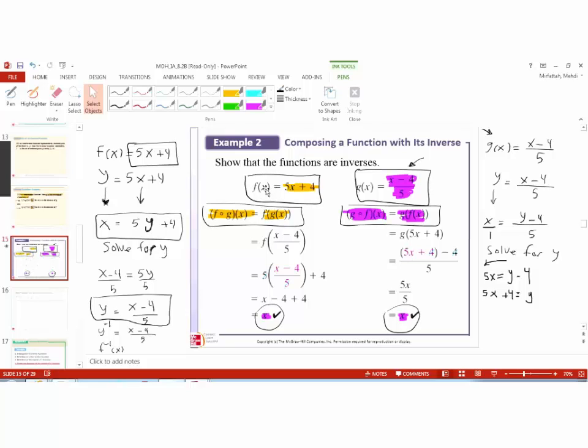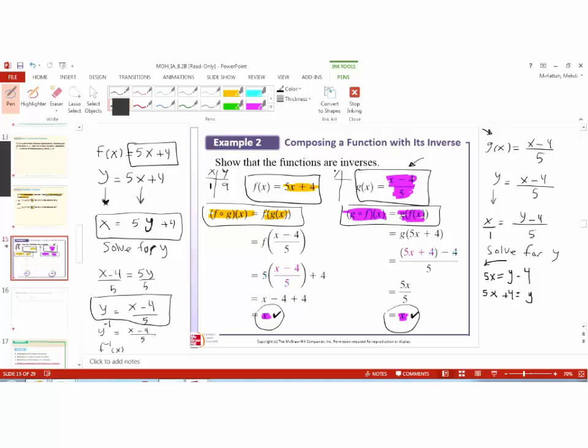And if you actually plot some numbers there, if x is equal to 1 in the f function, what would y be equal to? Let's take a look at that. If x is equal to 1 in this function, y would be equal to 5 plus 4, which is 9.